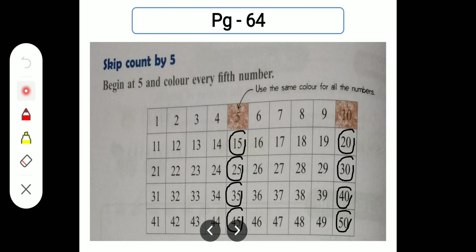So, children, this is also the table of 5. How? 5 ones are 5. Then 5 twos are 10. Then 5 threes are 15. Then 5 fours are 20. Then 5 fives are 25. 5 sixes are 30. 5 sevens are 35. 5 eights are 40. 5 nines are 45. And 5 tens are 50.